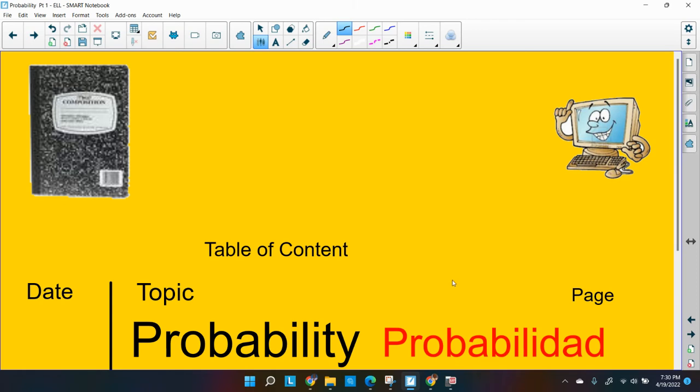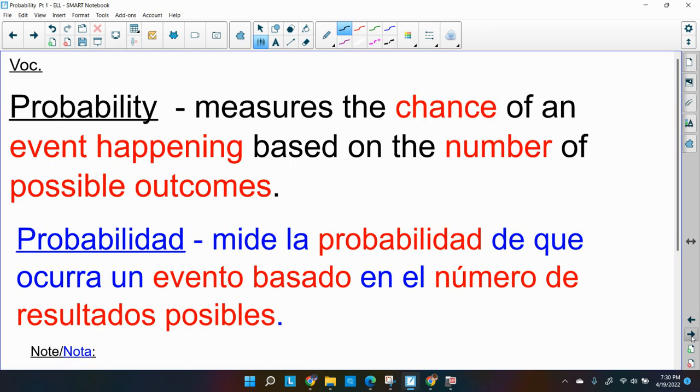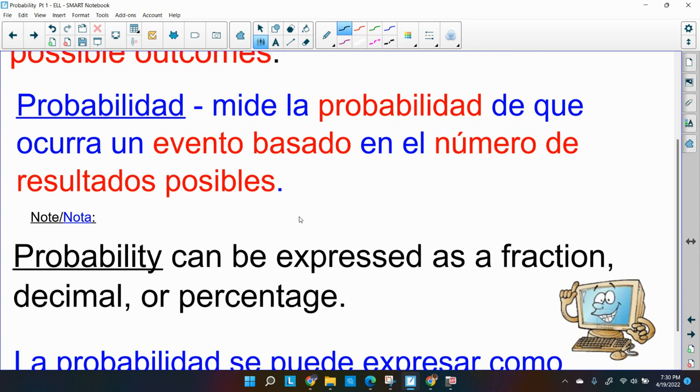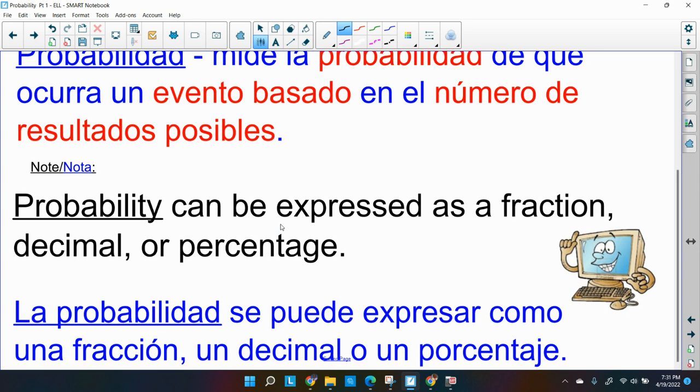Dr. Robinson here again. This time we're going to continue our studies talking about probability. Probability measures the chances of an event happening based on the number of possible outcomes. There it is in Espanol. Here's a note. Probability can be expressed as a fraction, decimal, or percentage. So keep that in mind.